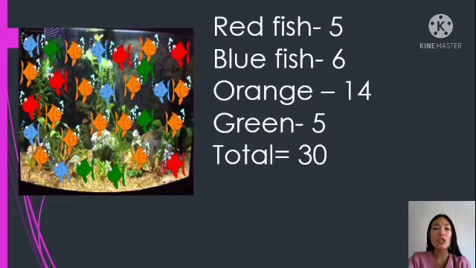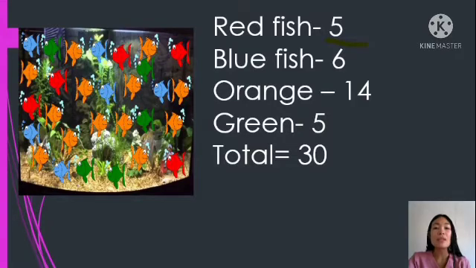Okay, in order to find the answers to the given questions, let us first identify the number of fish in the aquarium by color. There are 5 red fish inside the aquarium, and there are 6 blue fish, 14 are orange, 5 are green, and the total number of fish inside the aquarium is 30.